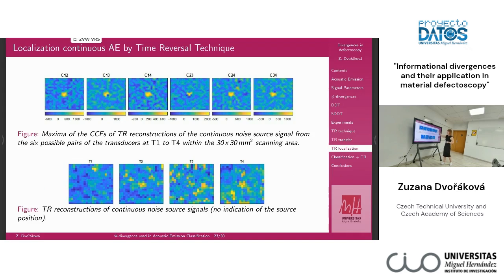But if we don't use the cross-correlation function, if we use only time reversal, we obtain something like this. And we cannot see where is the crack, no, not crack, where is the leakage, the point of the leakage of the gas from pipelines, for example. So this is important for continuous acoustic emission. It's necessary to use time reversal and also cross-correlation between obtained signals.